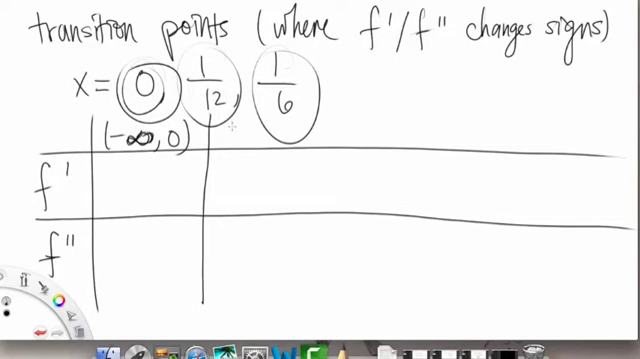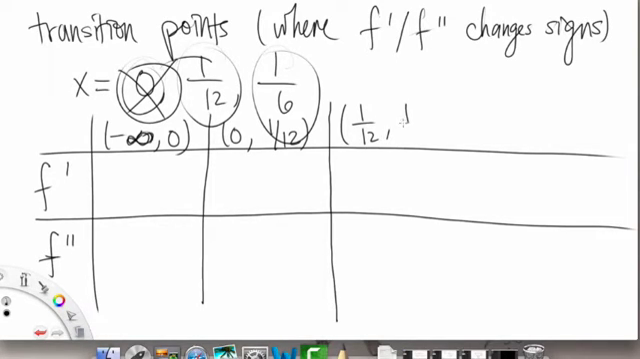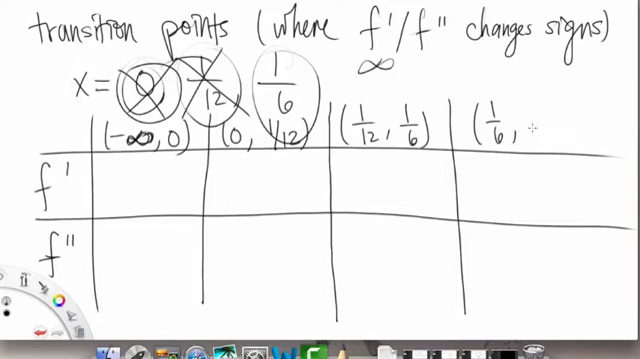Now we write the next interval, 0 to 1 over 12. We're done with 0 and now we're on 1 over 12, and we finish that endpoint, so we draw another line. Then we start the next interval at 1 over 12 and end it at 1 over 6. Now we're at 1 over 6, and the rightmost is always infinity, if not specified otherwise. So we have a total of 4 intervals here.